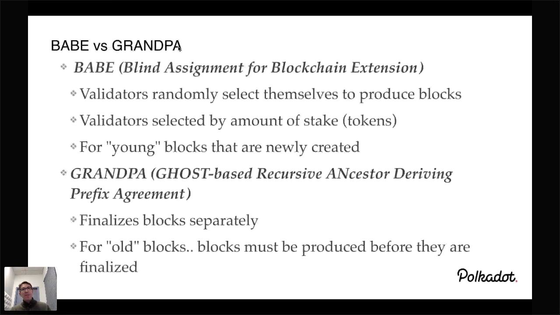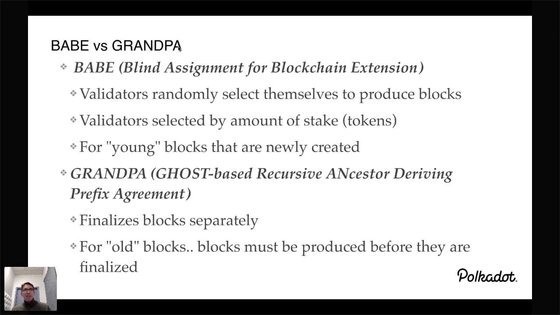And that's BABE, think of like a baby. Like it's for young blocks. It's how new blocks are produced. Okay. So what happens? A very high level overview. We're going to go into the weeds in a moment here. Validators randomly select themselves to produce blocks and will generate new blocks this way based on the amount of stake that they have.